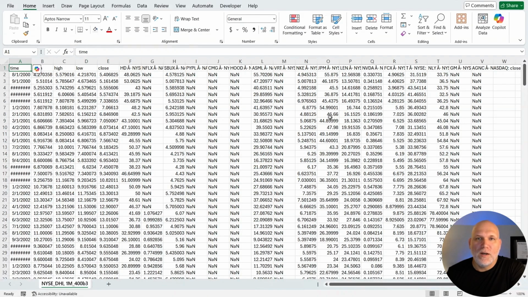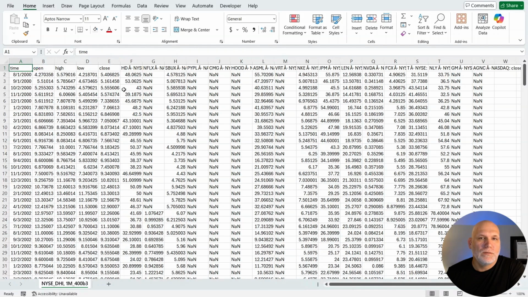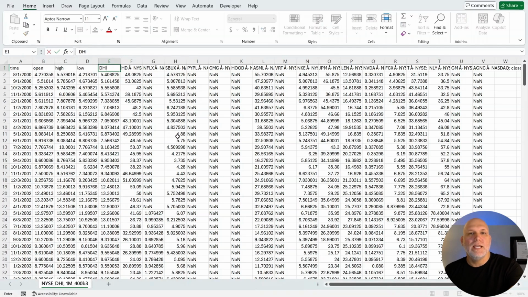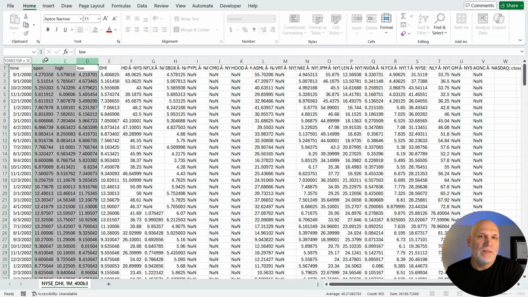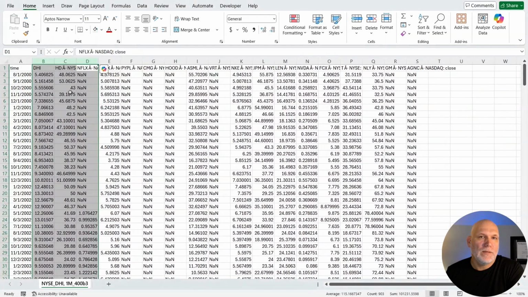Okay, now that we have this file open, this is what it looks like initially. I know that the first stock was DHI, and I'm always going to use the closing price. I'm just going to change this to DHI. I'm going to get rid of these. I really don't care about the open, high, low, close. I'm looking for monthly returns.